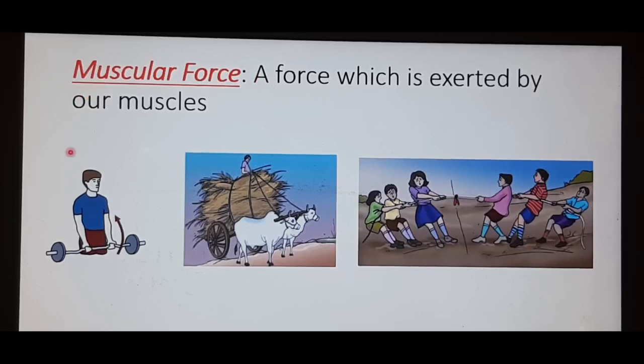For example, when we kick a football, we make use of our legs. So again we are using muscular force. So direct involvement of your body parts means you are using muscular force.